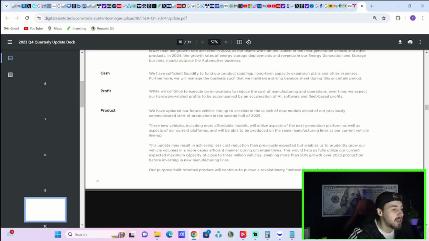This update may result in achieving less cost reduction than previously expected, but enables us to prudently grow our vehicle volumes in a more capex efficient manner during uncertain times. This would help us fully utilize our current expected maximum capacity of close to 3 million vehicles, enabling more than 50% growth over 2023 production before investing in new manufacturing lines. Our purpose-built robotaxi product will continue to pursue a revolutionary unboxed manufacturing strategy.